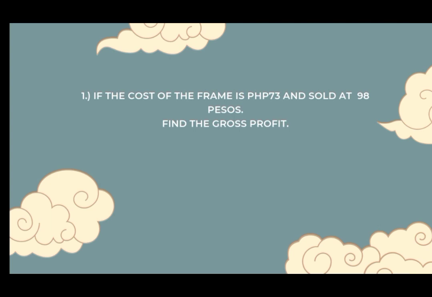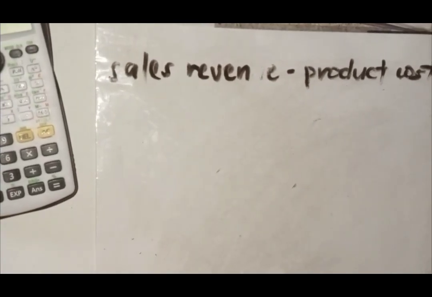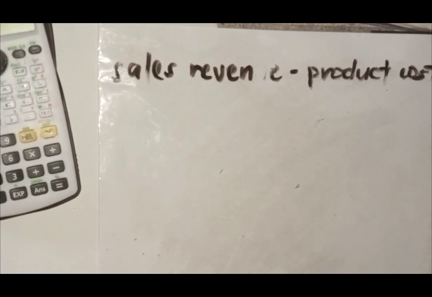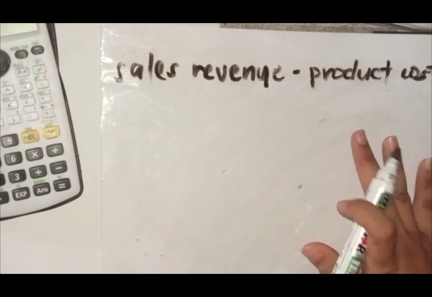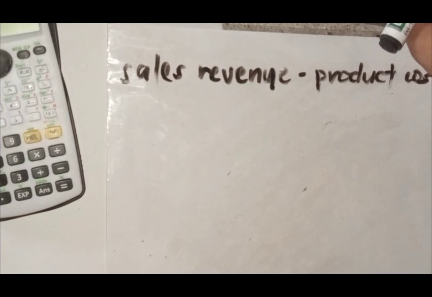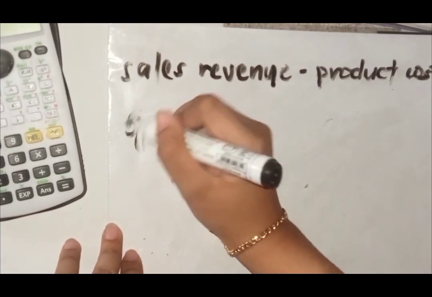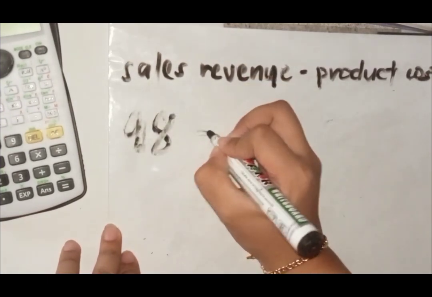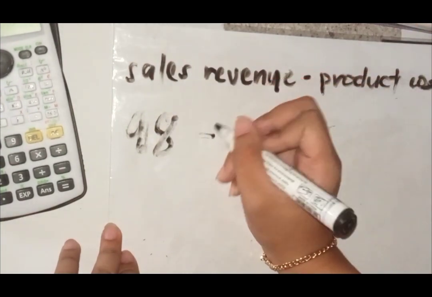So, compute. Okay, so we will compute the number 1 problem sa gross profit. So, formula, sales revenue minus the product cost. So, ang sales revenue ng frame is 98 pesos. Habang yung product cost naman niya is 73.